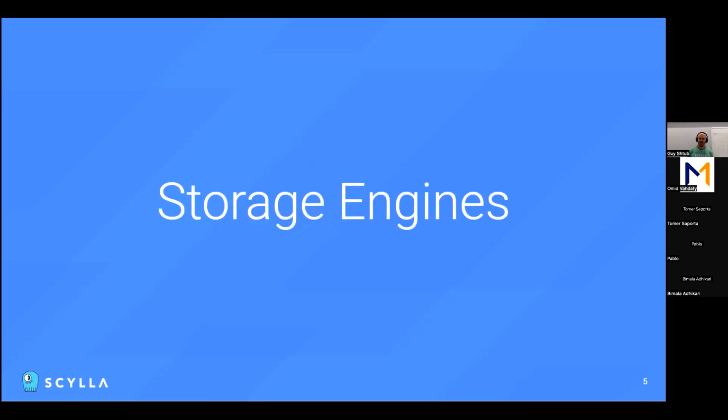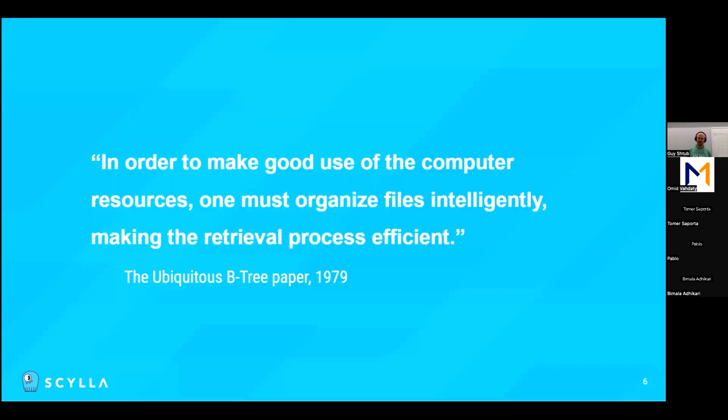So the first topic I'm going to start with is storage engines in general. And I put a quote here from a paper written back in the 70s about the B tree. It's a famous paper. And that says that in order to make good use of the computer resources, one must organize files intelligently, making the retrieval process efficient. So that talks about the importance of data and database in general.